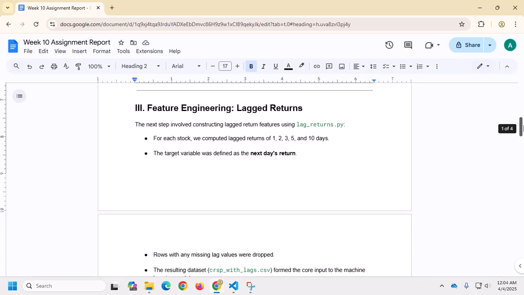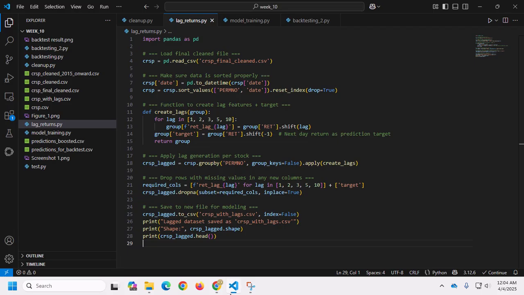Over here, the feature engineering was done. We can see that the data was first made sure to be sorted properly. Then we had to do the lag feature, so we had to create lag returns, since we're doing time series analysis for the returns. So 1 day lag, 2 day lag, 3 day lag, 5 day lag, 10 day lags, where all of these lags were created for our analysis before we move on to the machine learning part.